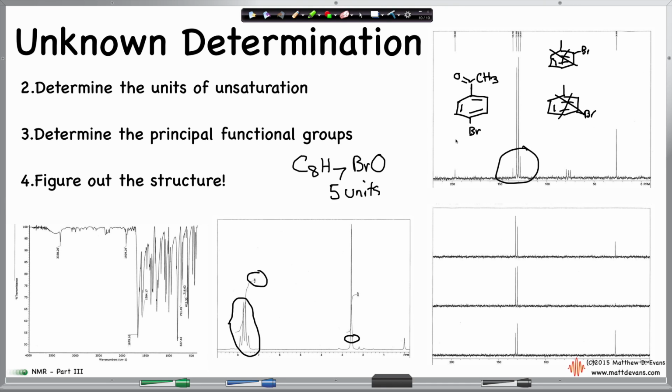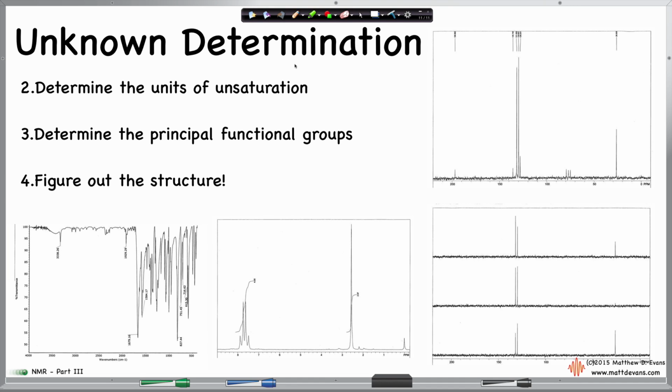All right, so that's it for that sample problem. I have one more sample problem for you. Let me show you that.